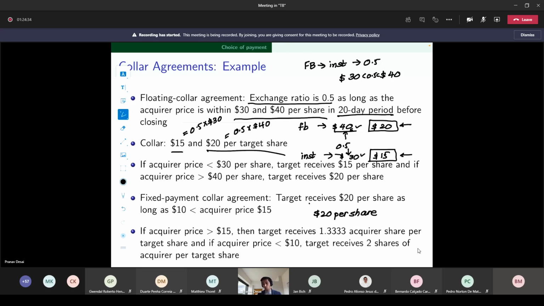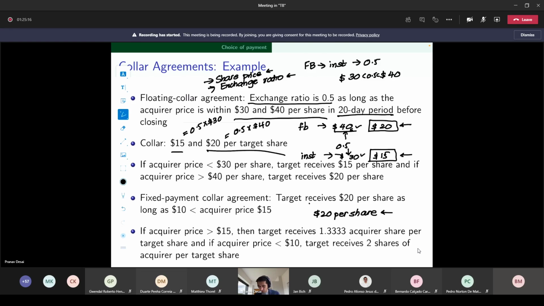So in a stock for stock swap, there are two dimensions. The first one is the share price, and the second one is the exchange ratio. If the exchange ratio is fixed, then the share price is allowed to vary. If the share price is fixed, then the exchange ratio has to vary. So if Facebook is offering $20 per share to Instagram as a guaranteed dollar amount, then it's going to vary the exchange ratio of Instagram to Facebook shares.